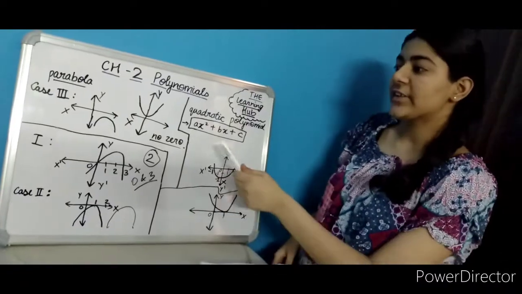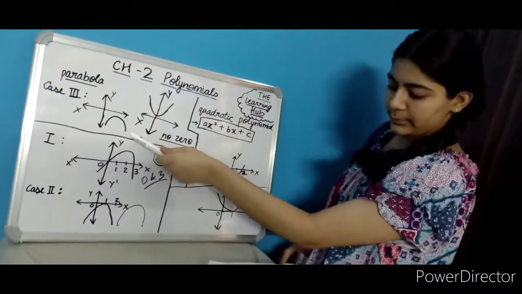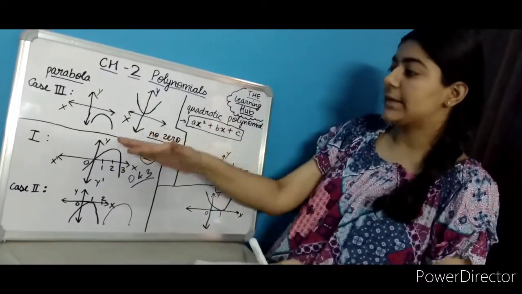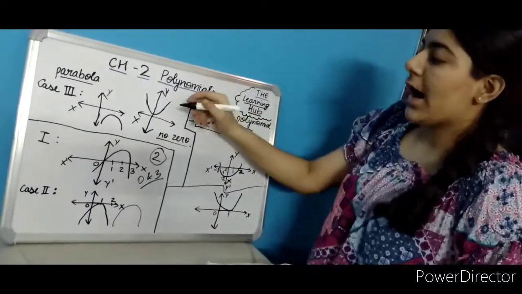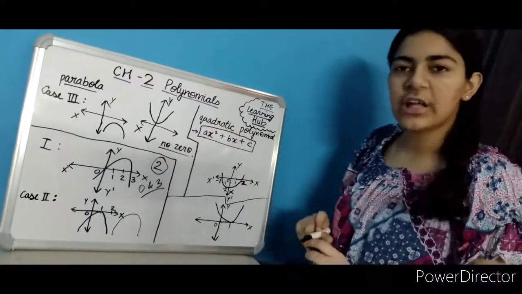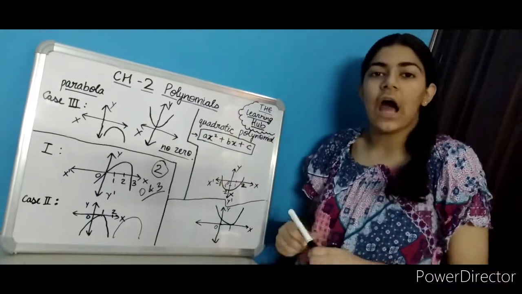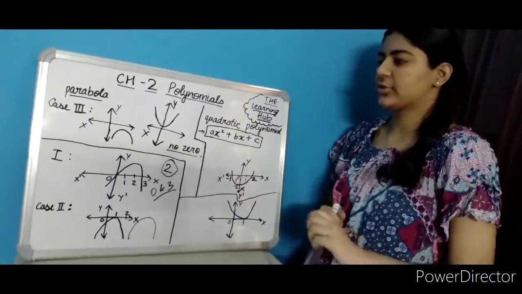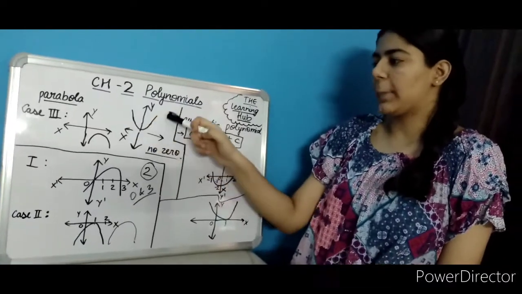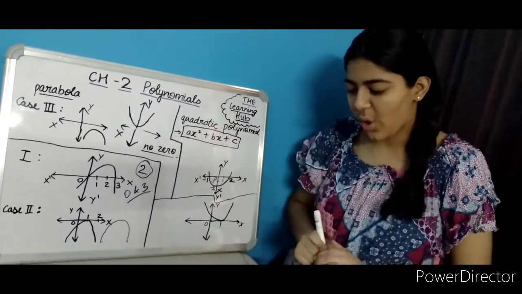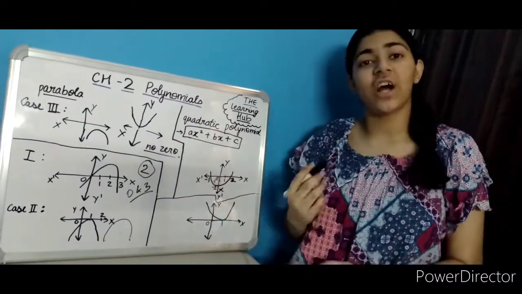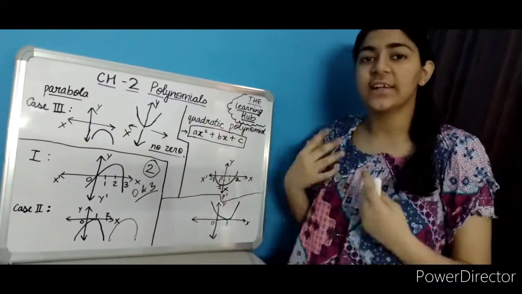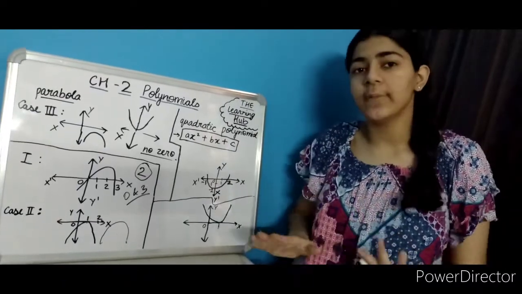Here the graph is either completely above the x-axis. Here you can see it's above the x-axis. It is not touching the x-axis at all. This graph does not intersect the x-axis. It is either completely above the x-axis or completely below the x-axis. So it does not cut or intersect the x-axis at any point.